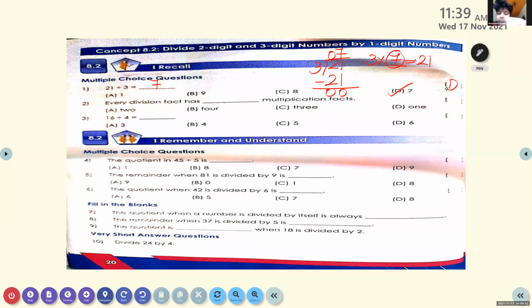Every division fact has dash multiplication facts. One division fact has how many multiplication facts? One? Only one? Suppose a division fact is given.